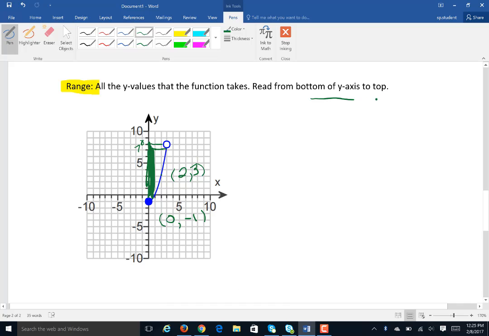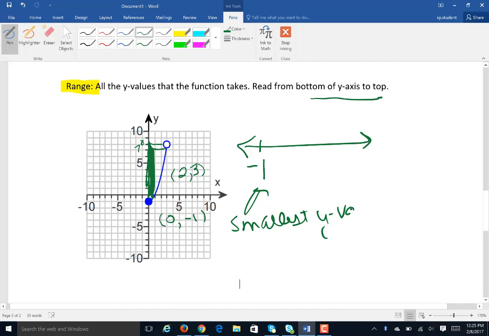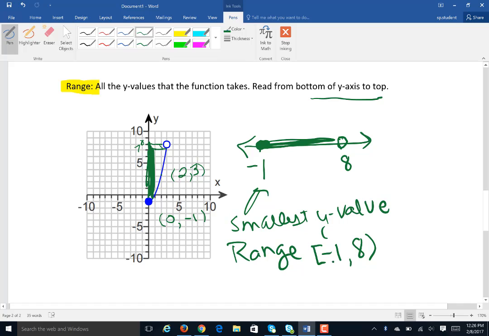We read from the bottom of the y-axis to the top. So if you take a look here, it looks like my smallest y value is negative 1. So that's the smallest. And the biggest y value is going to be at 8. So it's going to be over here at 8. So we'll put a closed circle there because it really does take the value negative 1. And at 8, it's going to be an open circle because it doesn't really take the value 8. So the range for this function is going to be from negative 1 to 8. Again, we use a closed bracket when the point is included and an open bracket when the point is not included.